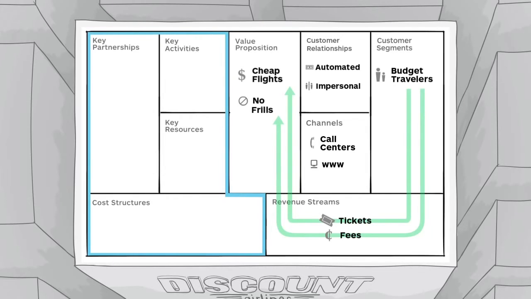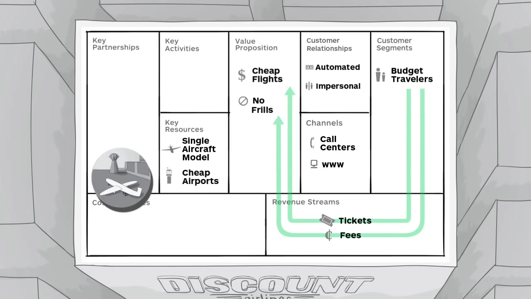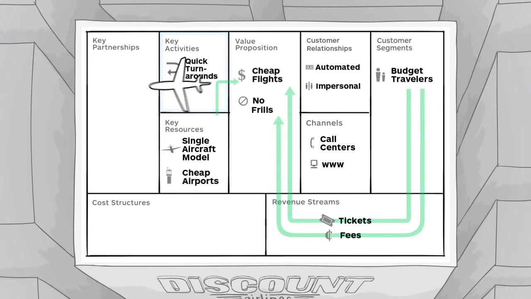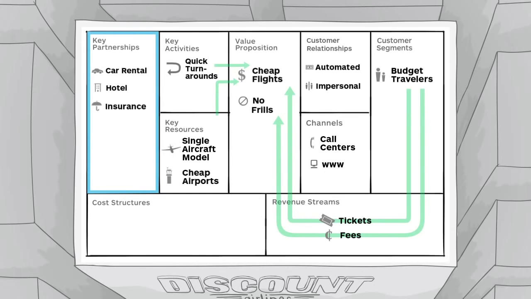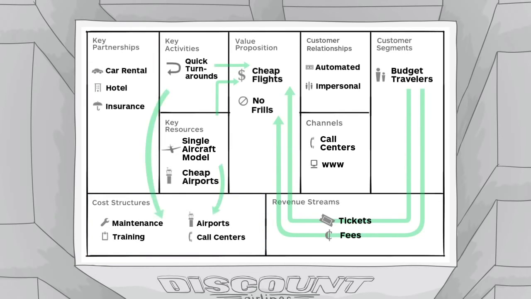The left side of the canvas is what's going on backstage. Like their choice of key resources, they reduce maintenance and training costs by using a single aircraft model for the whole fleet. And they only fly to cheap airports where it's cost efficient to land, or where they even get paid to touch down. Planes that do land have quick turnarounds, so they get back in the air earning money as quickly as possible. And they form key partnerships with others in the travel industry, like car rental, hotel, and insurance companies. Finally, under cost structures, all maintenance, training, airport, and call center costs are trimmed to their lowest levels.